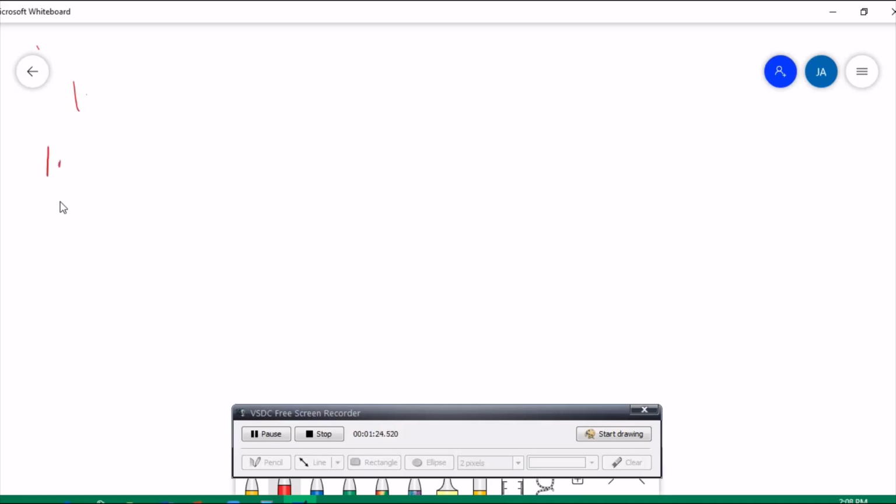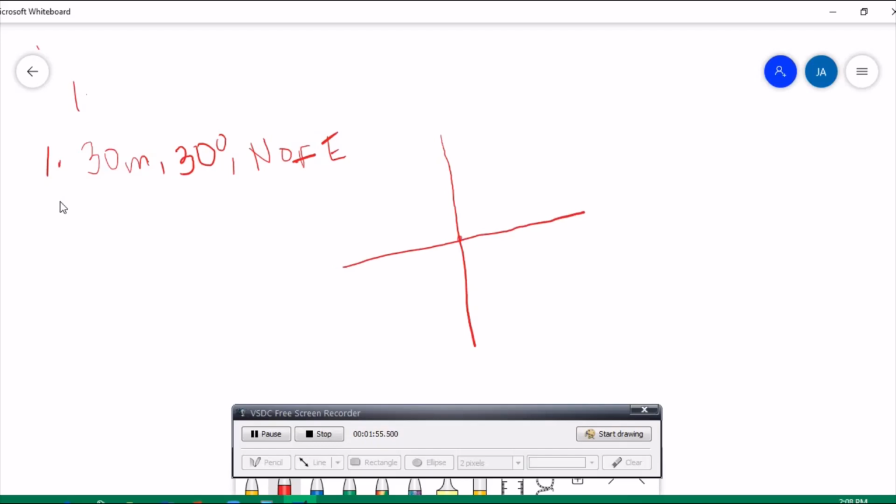So we have 30 meters, 30 degrees north of east. So this one is an example of a vector quantity. And then let's try to graph that using the Cartesian plane. So imagine this is our Cartesian plane. So this is the origin, this is the quadrant 1, 2, 3, and 4. And then we are going to plot or graph our given. So we have 30 meters, 30 degrees north of east.